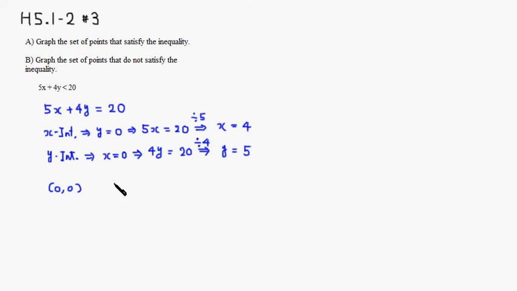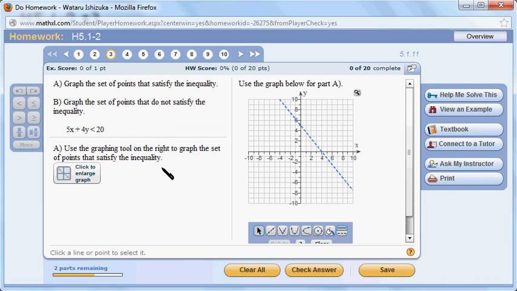5 times 0 plus 4 times 0 is obviously going to be 0. Is 0 strictly less than 20? And the answer is yes, which means that 0, 0 satisfies this given inequality. So what that means is that we need to shade.